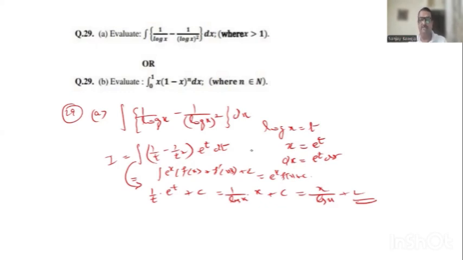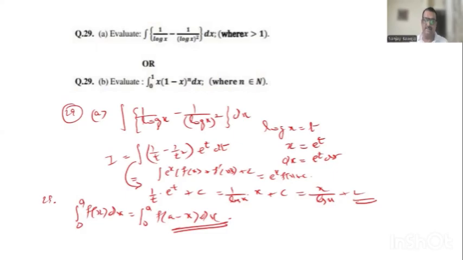29 part 2 is a question based on properties of definite integrals. So one thing is very clear that we cannot open the brackets because n is there as the power: 1 minus x raised power n, and x, and integration from 0 to 1 with respect to x. So the question becomes easy if you apply a property which I am writing now: integral 0 to a f(x) dx is equal to integral 0 to a f(a minus x) dx. If you apply this property, the integral becomes simple. You can integrate and get the answer.